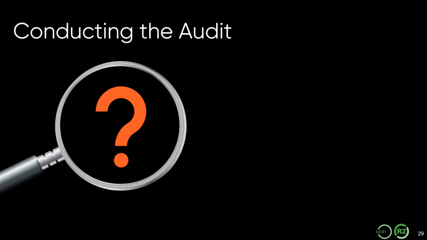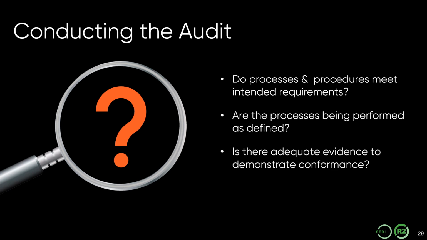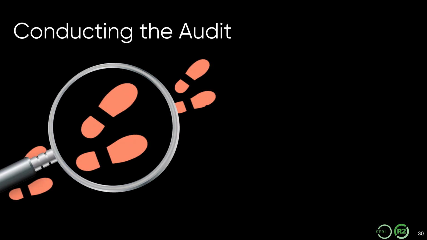Throughout these assessment processes, the auditor will determine a few key things. First, do the facility's processes and procedures meet the intended requirements? Then, are the processes being performed as defined? And is there adequate evidence to demonstrate conformance? To answer these questions, the auditor will identify and follow what is called audit trails.